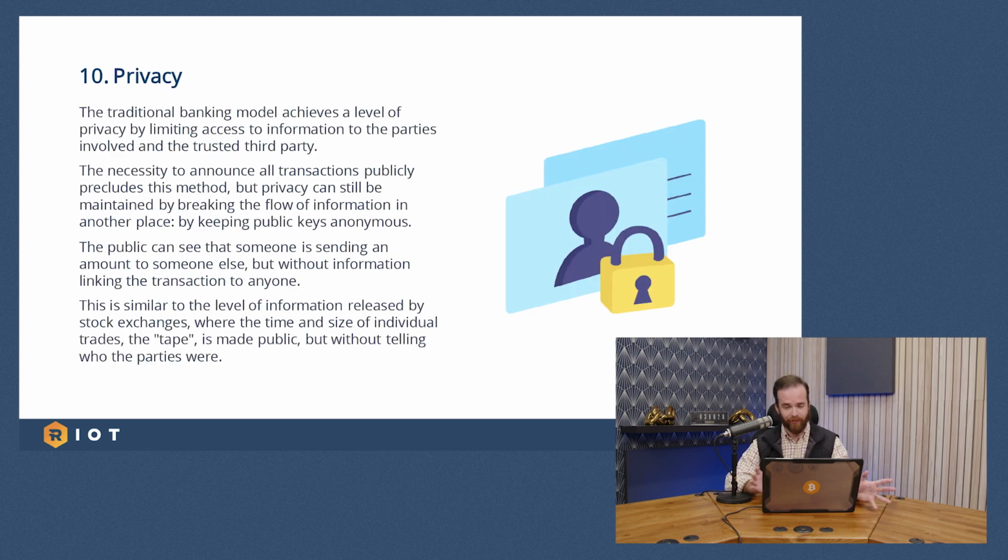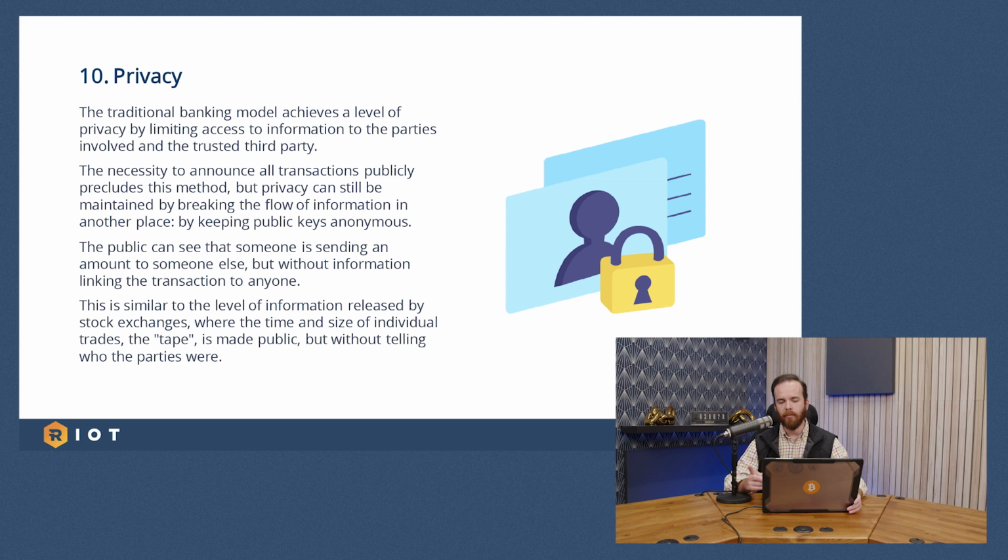Privacy. Now, this is also a hotly debated issue, with people on both sides: people who want more privacy, and people who want less privacy in Bitcoin. So the traditional banking model achieves a level of privacy by limiting access to information to the parties involved and the trusted third party. If it's a payment, it's going to be three people: me, Gabe, and the bank. The necessity to announce all transactions publicly precludes this method in Bitcoin.